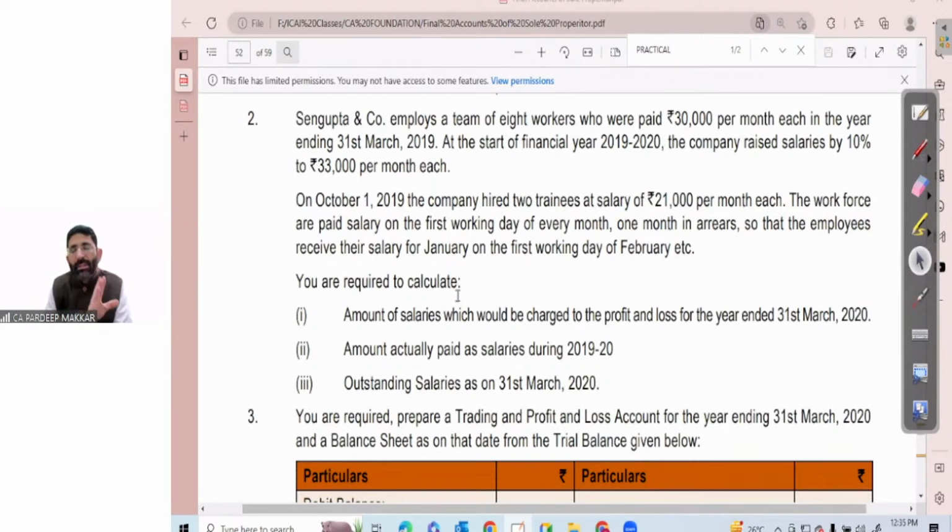So that means the salary will be 33,000. On October 1, the company hired 2 trainees at salary of 21,000 per month. The workforce are paid salary on the first working day of every month. That is in the next month, obviously. So the employee receives their salary for January on the first working day of Feb. You are required to calculate the amount of salaries which will be charged to the profit or loss account for the year ending 31st March, amount actually paid as salaries, outstanding salary. So these 3 things you have to calculate.